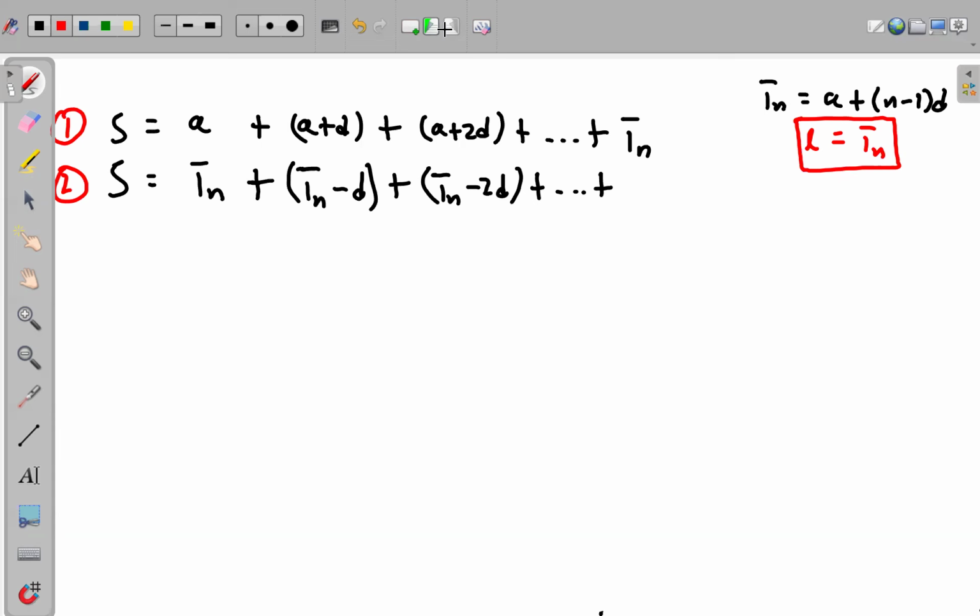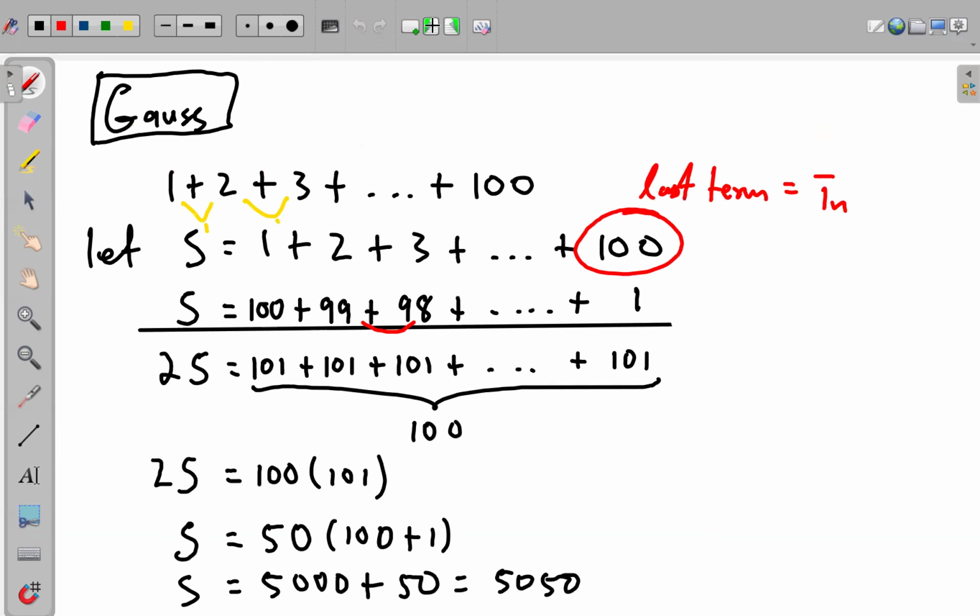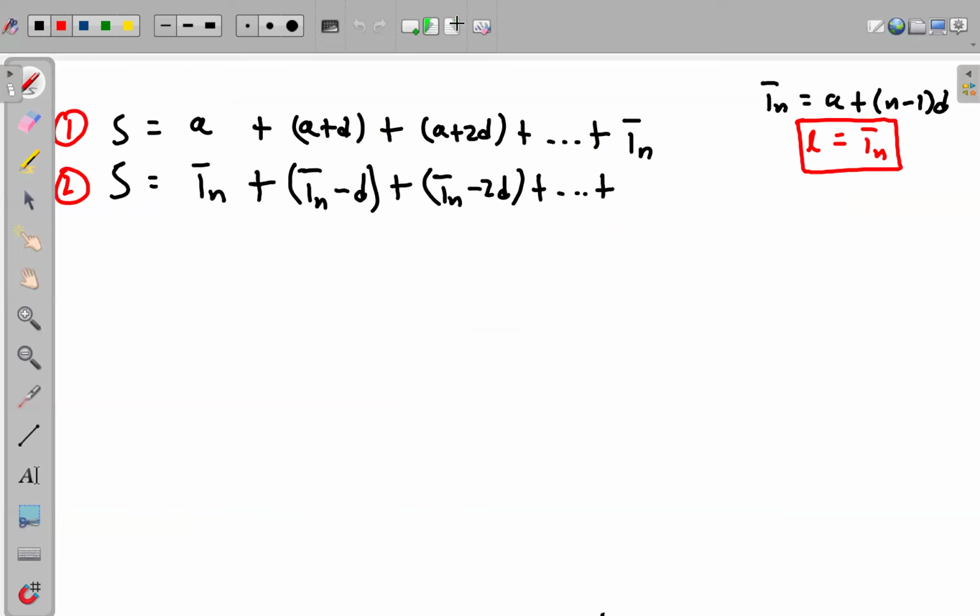In the case of Gauss, the teacher was just interested in the first 100 numbers. I hope I have found you there. All good?